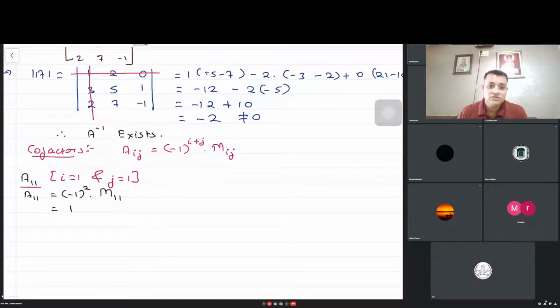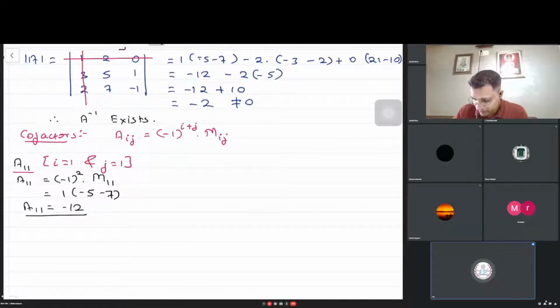So if you cover the first row and the first column, I will get, let's check it out, -1 into 5, that is -5, and -7. So yes, you are absolutely right. The answer is negative 12. Very good. That is about my value for A11. In the same manner, let us calculate one more value. In fact, we have to calculate all the cofactors for all the 9 values which are available. So let's do it one by one.